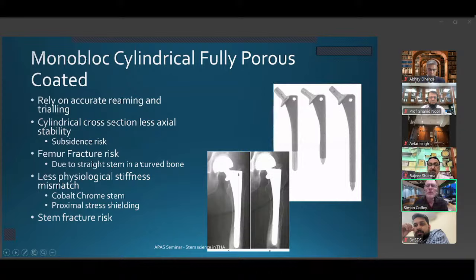Because they're often very straight, very bulky stems, they have a higher fracture risk. And because they're chromium cobalt, they have less physiological stiffness with the risk of proximal stress shielding. So you can get distal fixation and then proximal stress shielding, which may not be clinically problematic, but if the patient requires revision, you're really dealing with a very deficient proximal femur. And as I'll show you in a moment, if there's significant distal fixation without proximal support, there's a risk of stem fracture.